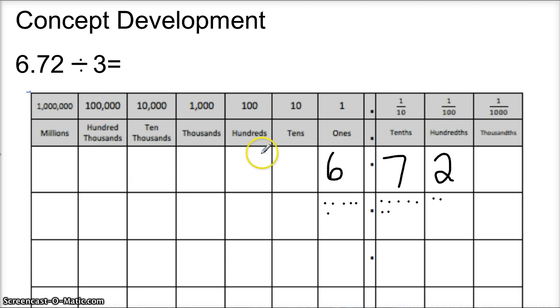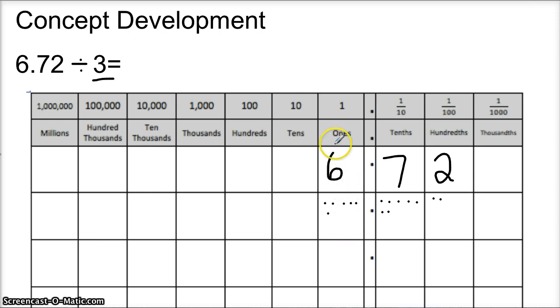So the first thing you want to do is record your number on the place value chart, 6 and 72 hundredths. And I've also gone ahead and drawn out the number of dots that those represent. So 6 is the same thing as 1, 2, 3, 4, 5, 6 dots, 7 dots, and 2 dots, or discs, however you want to call them. I'm dividing by 3, so I want to keep that number in mind as I'm dividing.